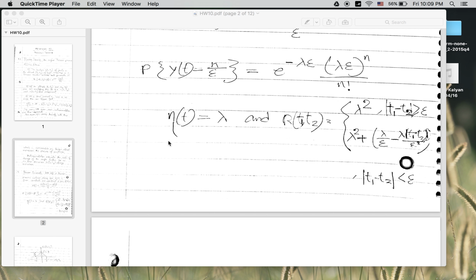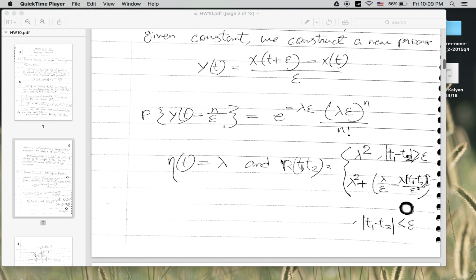Again, the mean of these Poisson increments is lambda. Note that this mean does not depend on the time t. The autocorrelation R(t1, t2) is lambda squared if the modulus of t1 minus t2 is greater than or equal to epsilon, and it is lambda squared plus lambda over epsilon minus lambda times the modulus of t1 minus t2 over epsilon squared if the modulus of t1 minus t2 is less than epsilon. This is understandable.